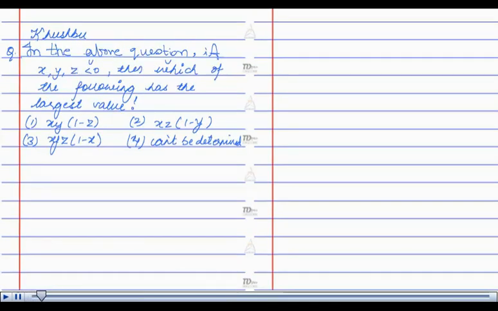Hello, I am Khushbu. The given question is, given x, y, z are integers and xyz is less than 0, then which of the following has the largest value?